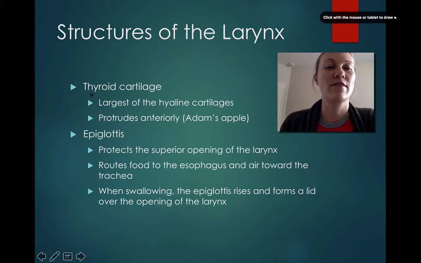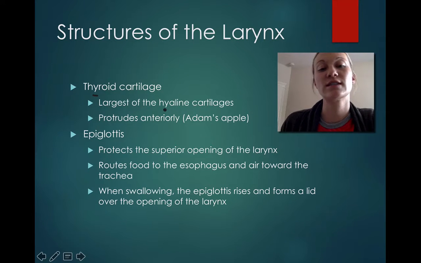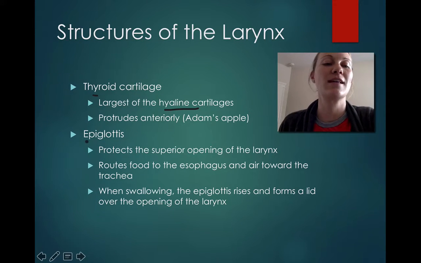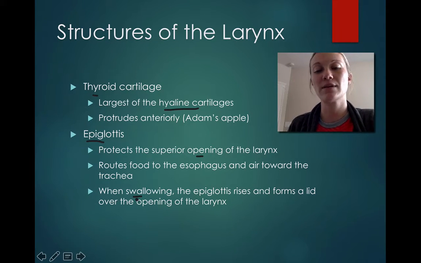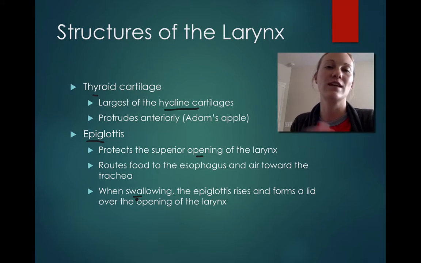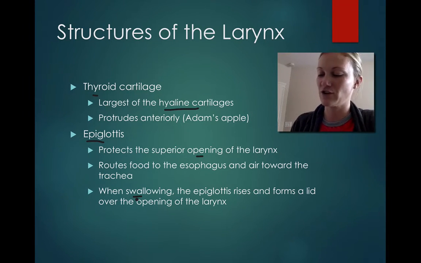You also have thyroid cartilage. This is the largest of the hyaline cartilages. It protrudes anteriorly, which forms the Adam's apple. And then a little bit more specifically about the epiglottis, it protects the superior opening of the larynx. It routes food to the esophagus rather than the trachea. When you're swallowing, the epiglottis rises and forms a lid so that food doesn't go down through your respiratory tract.